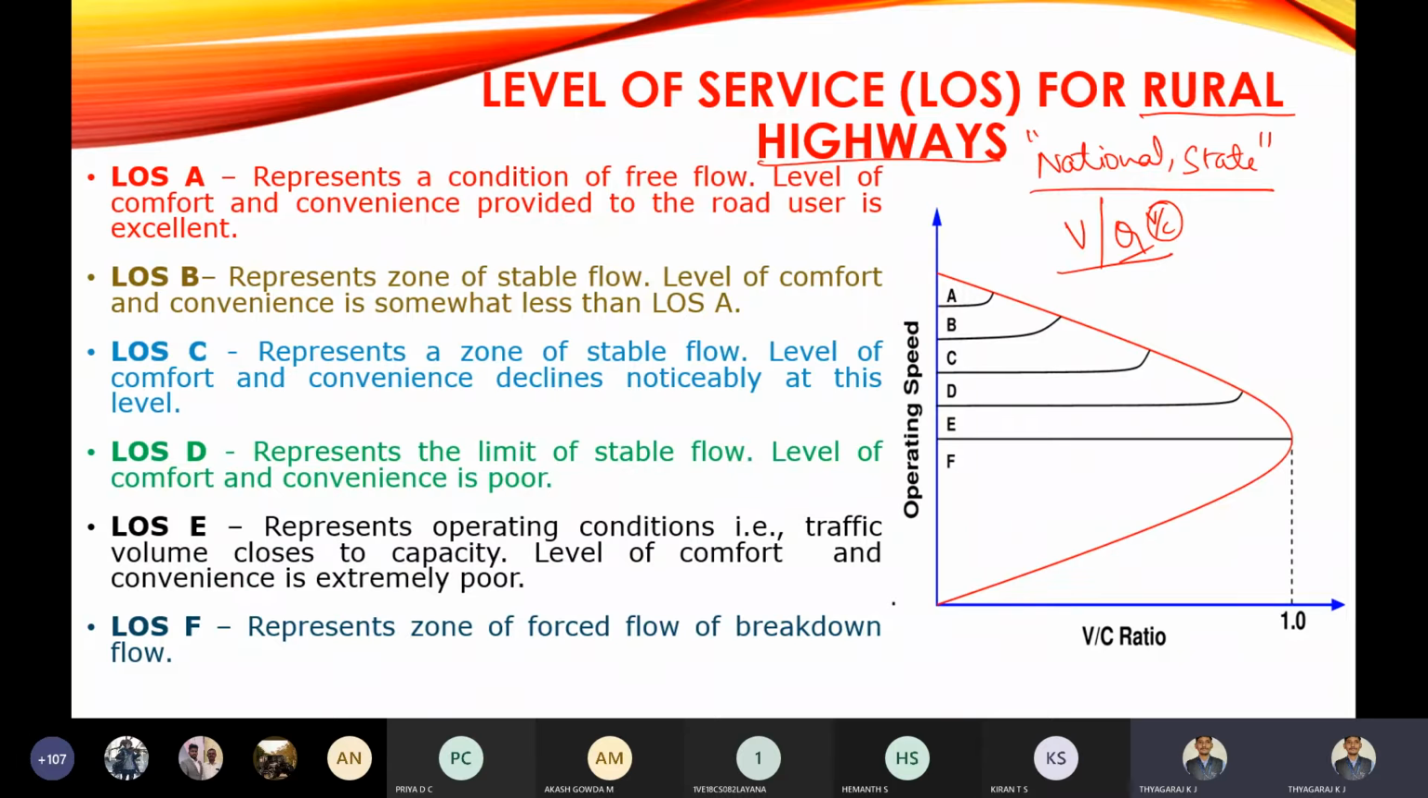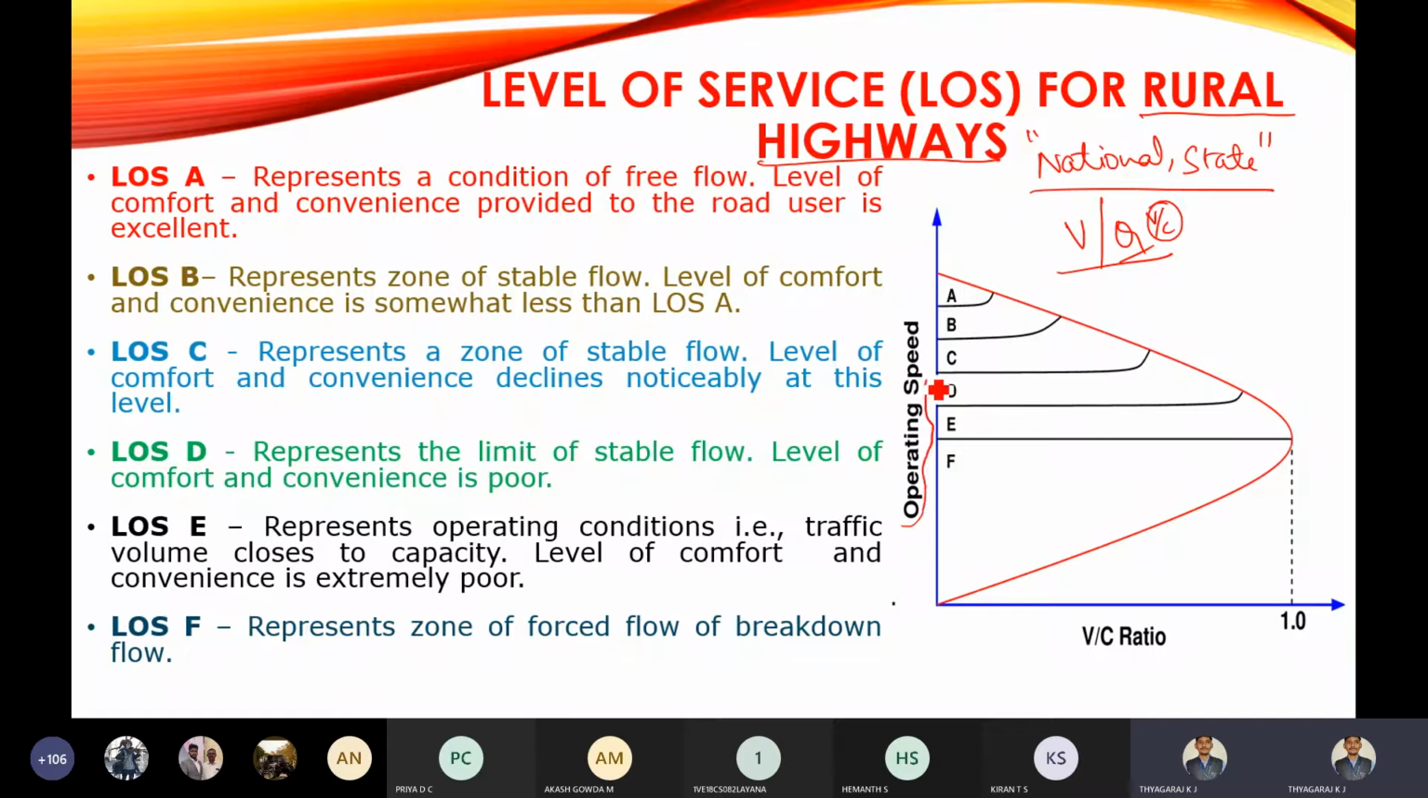Now in the rural highway, you can move at 90 or 100 kmph without any traffic interruption. There will be no traffic interruption in the rural highways. In some places, if the road is running nearby a village or nearby population, there will be some interruption. Other than that, you can easily run your vehicle at design speed. So the level of service basically depends on operating speed.